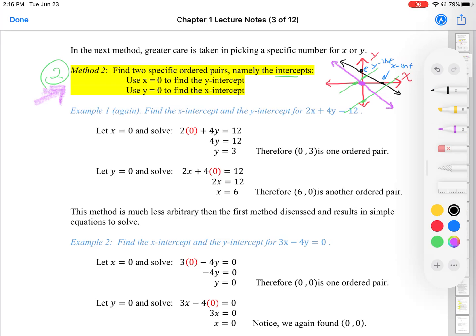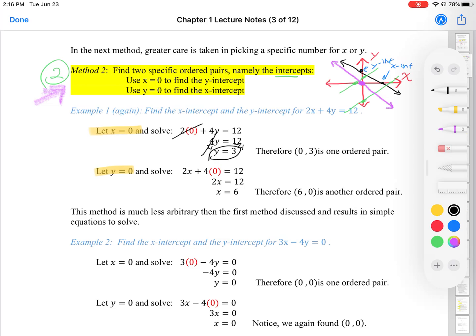All right, so this is your steps. You're going to let x be 0 and you're going to let y be 0. Doing this process will give you your intercepts. So if we let x be 0, we replace x with 0 and we're left with getting rid of that value. So we're left with 4y equals 12. Divide both sides by 4. And we're left with y equals 12 divided by 4, 3.